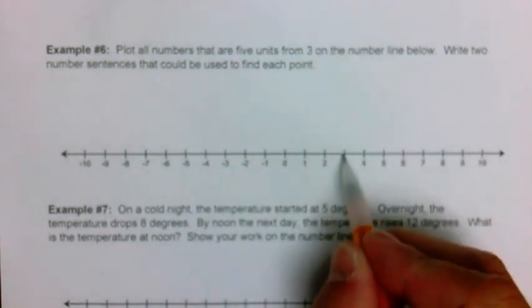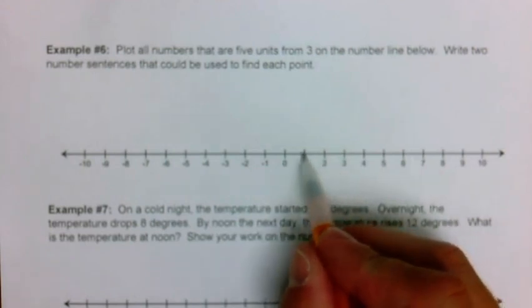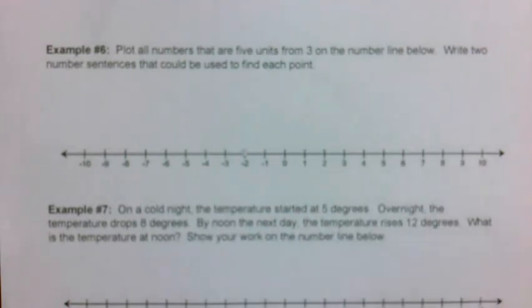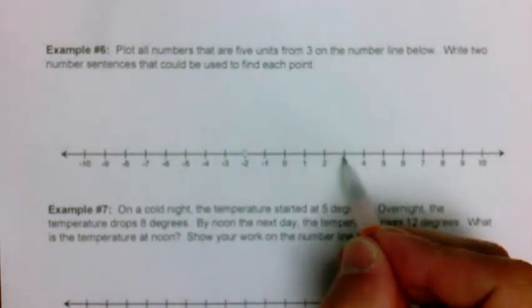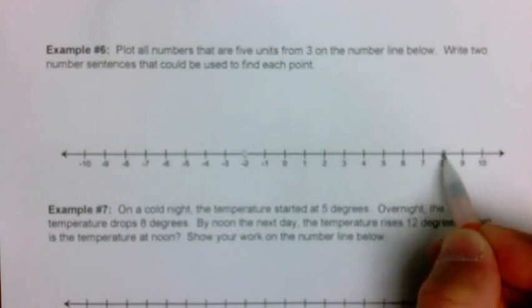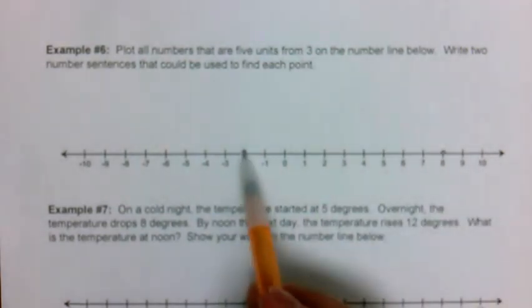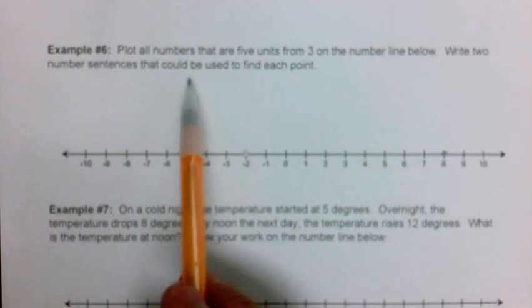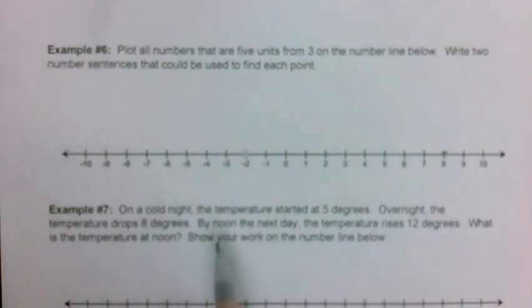So here's 3, 5 units away. Well, I can go 5 units to the left, 1, 2, 3, 4, 5, so I could be at negative 2. Or from 3, I could be 5 units to the right, 1, 2, 3, 4, 5. I could be here at positive 8. Okay, so these two dots represent the numbers that are 5 units away from positive 3 on our number line. What we're going to do is write some number sentences that could be used to find each point.